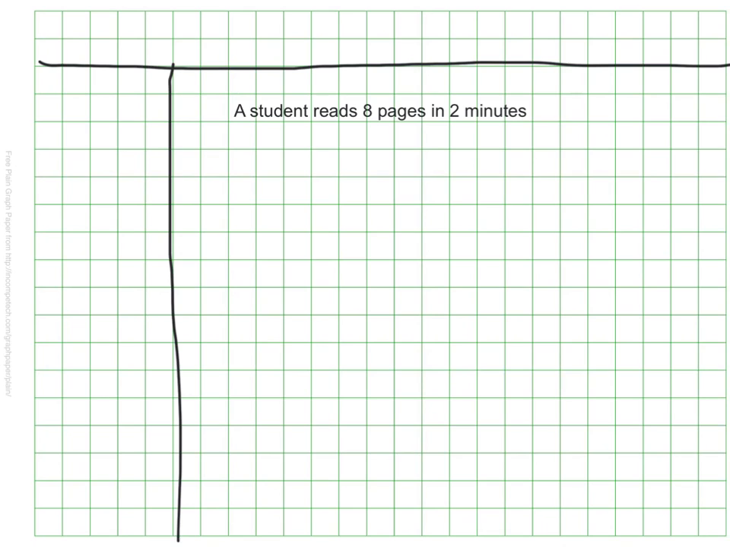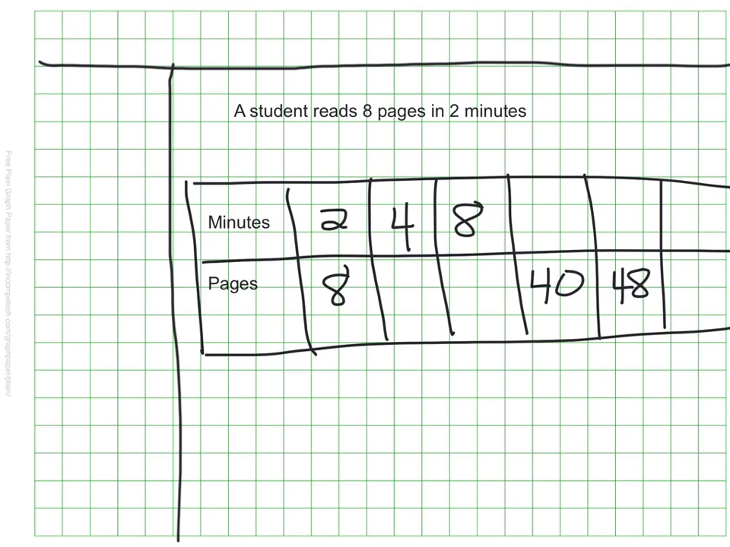Let's conclude this by having you try one. So a student reads 8 pages in 2 minutes. Use what you know to go ahead and fill in this rate table. Take a moment, pause the video, and then we'll see how you did. How'd you do?